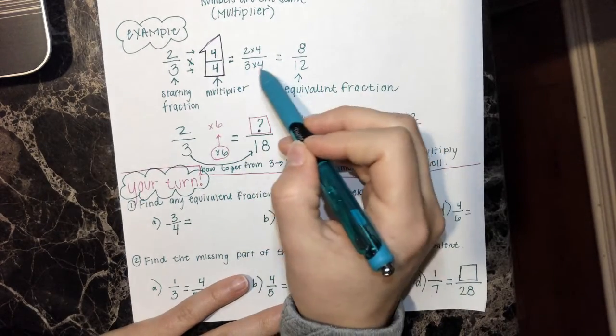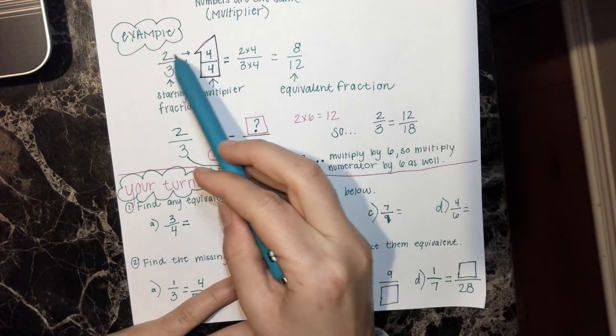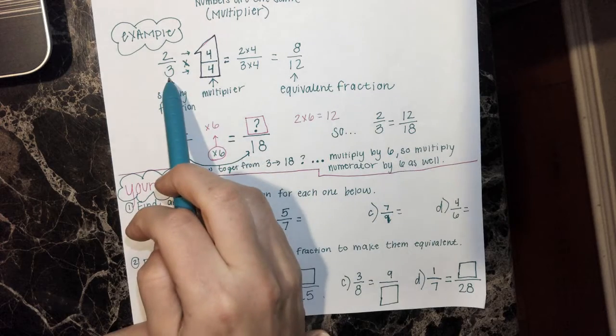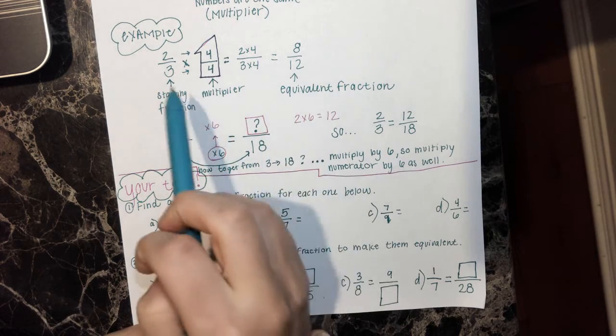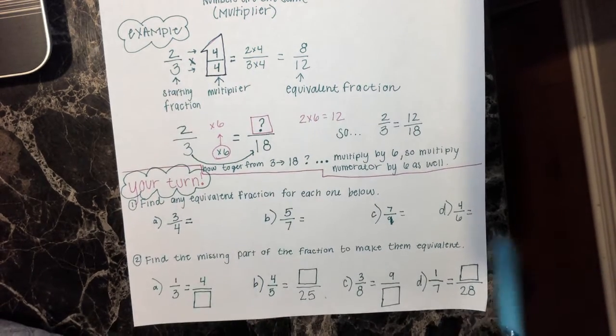When you're actually solving it, you don't have to write all these steps. I just wrote them out so you can see it. You're taking your first numerator times your multiplier, so 2 times 4, and you get 8. On the bottom, you're taking your denominator times the same multiplier, 4, so 3 times 4, and you get 12. This says that 2/3 is equivalent to 8/12, and that is correct.